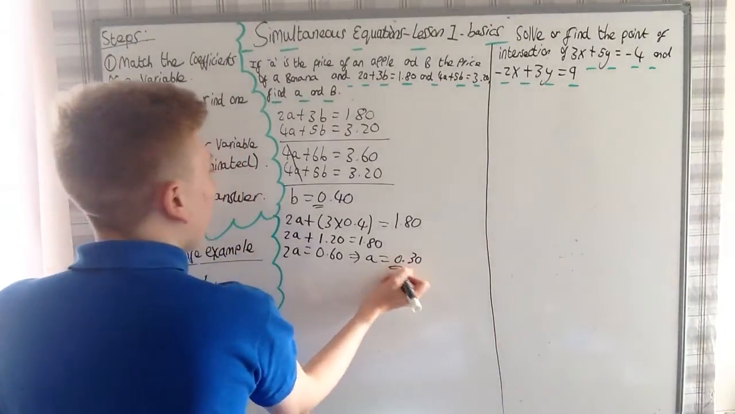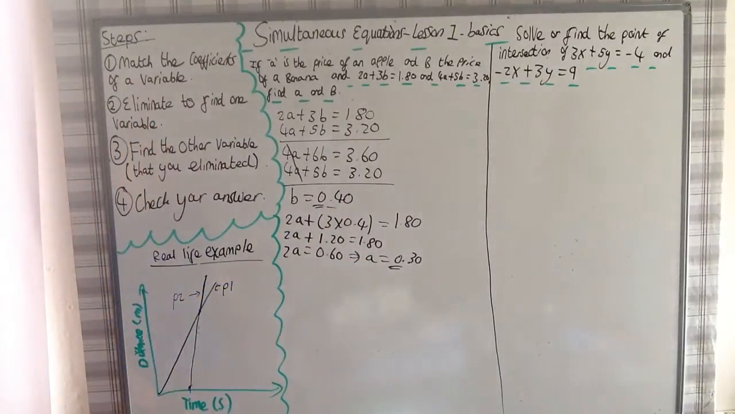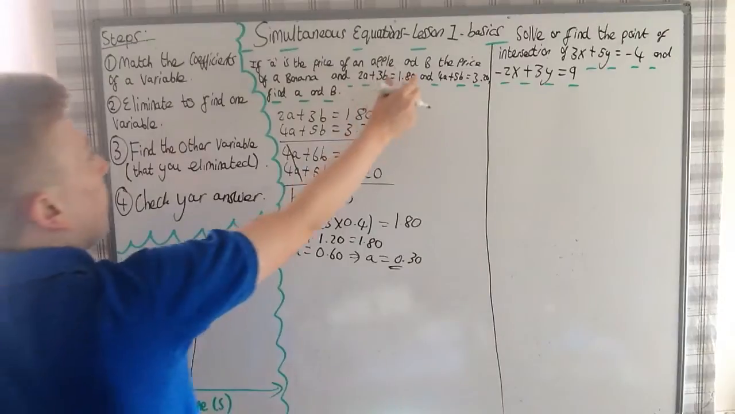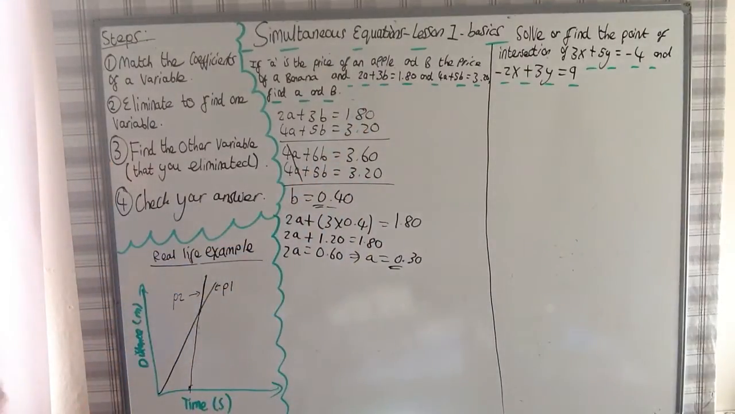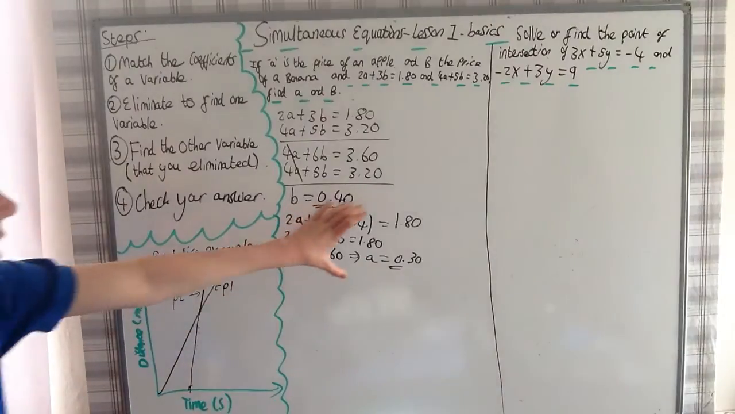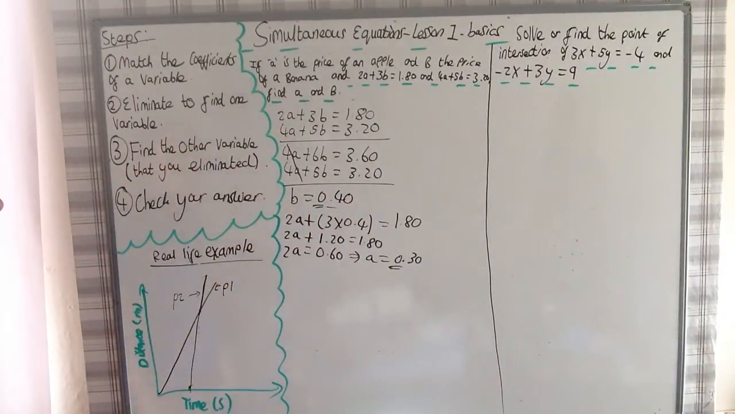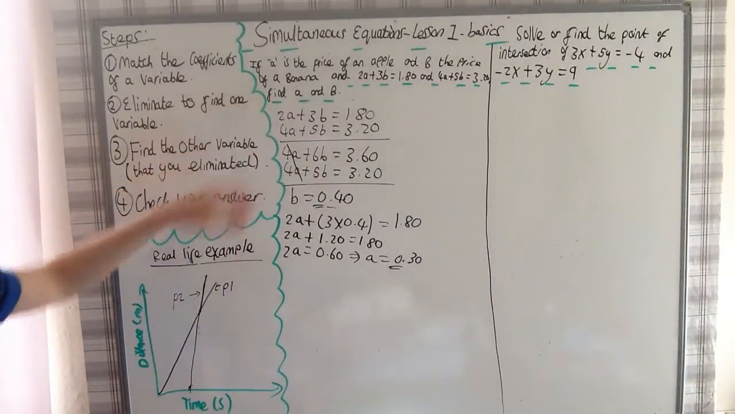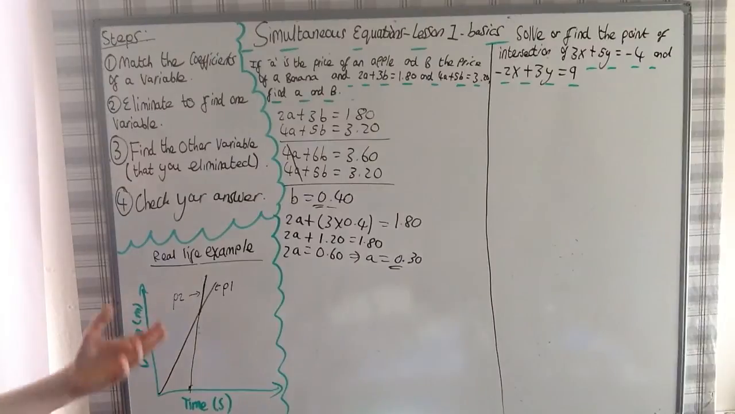So we found a and we found b. So we've solved the question. We found the value of an apple and a banana. We find the price of both. However, we now need to check, because although this will fit in with the first equation, we need to check it also fits in with the second. If it does, we know we've done it right, but if this doesn't work out, we know we've made a mistake somewhere. So we can sort of do this in our heads if we like.